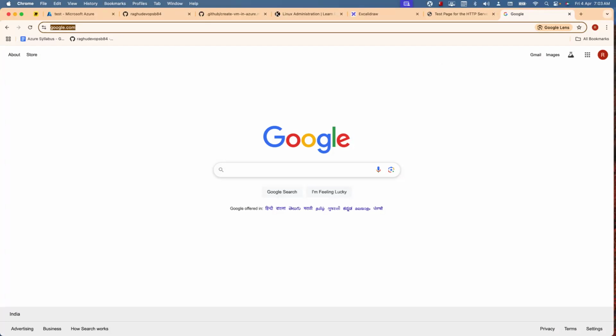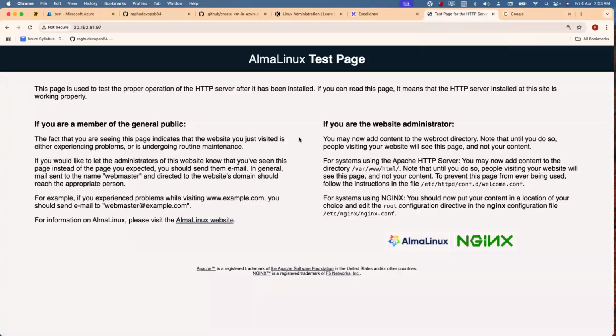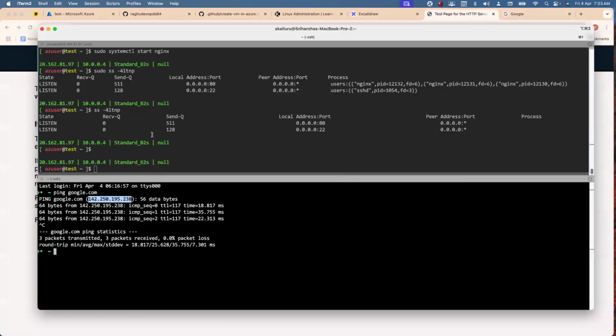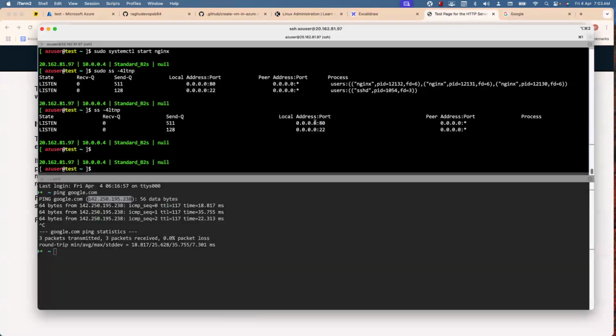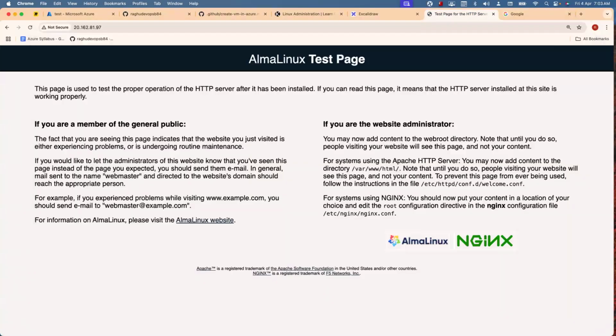When we are trying to reach our public IP with HTTPS, it is not able to reach. Why? And when we give HTTP only, we're able to reach our public IP. What is the difference there? Because you enabled only HTTP. You installed Nginx, it opened HTTP only, port 80 only. HTTPS is a different port.